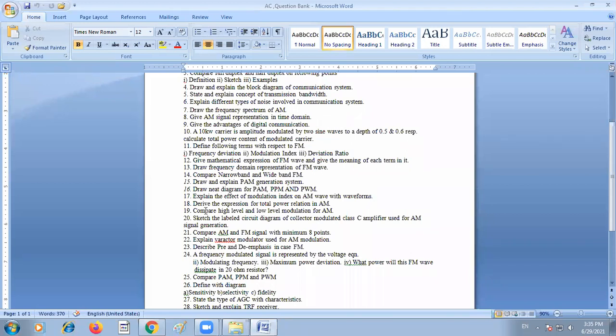AM wave, M less than 1 is allowable modulation. M is equal to 1 also allowable modulation, provided that ideal low pass filter is used. M greater than 1 is not allowable modulation. So allowable modulation means at the receiving end we can recollect the signal originally. Okay, and not allowable means some sort of signal is missing there. So M less than 1 condition should be the allowable modulation. M is equal to 1 is 100% modulation. The 18th one is explain the effect of modulation index AM.